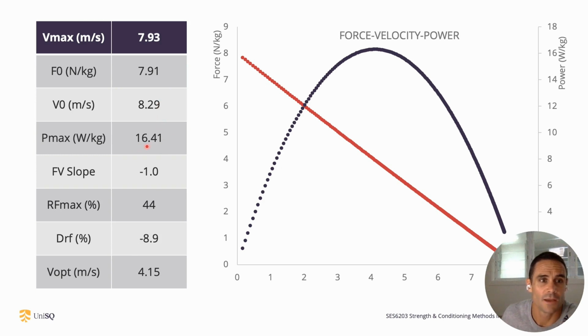P max, 16.5 watts per kg. Force slope was -1. Ratio of force max, 44. DRF, the decline in ratio of force, -8.9. Remember, we want that to be lower, the better. And then here we've got this 4.15. It's the velocity optimal. And this is what it looks like.